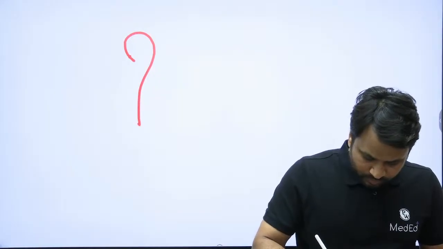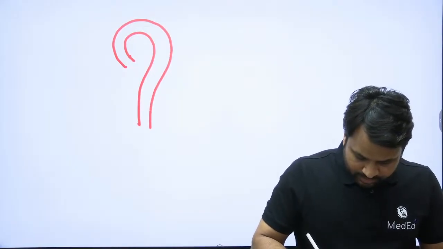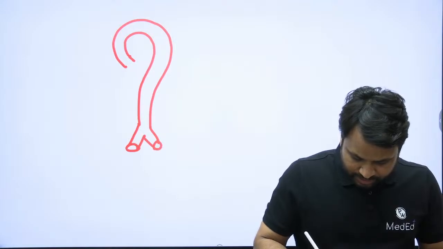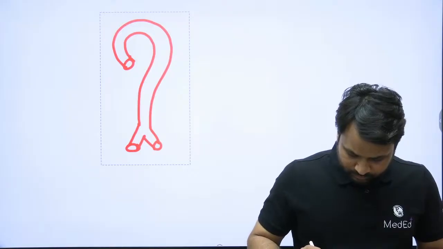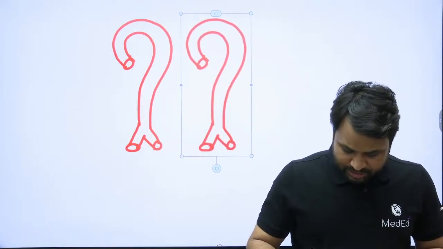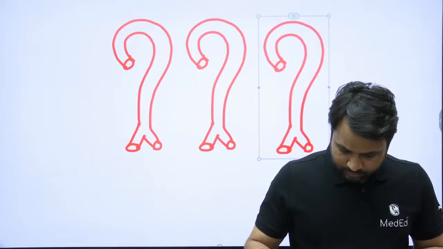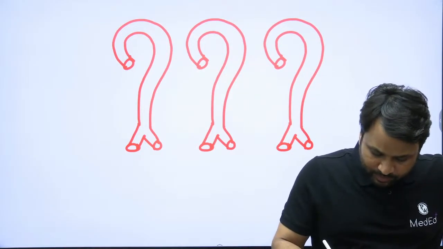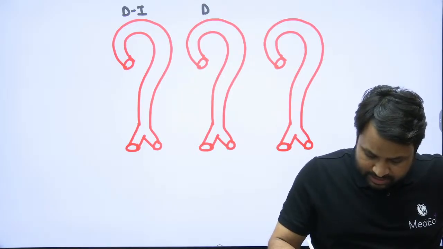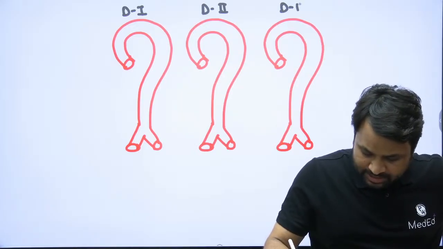In the context of aortic dissection, based upon the level of dissection and the extent, we have the following components. If you take this as a representation of the aorta, and this is the aortic bifurcation, what we have to do is see from where the dissection starts and where it ends. So you have DeBakey type 1, type 2 and type 3.